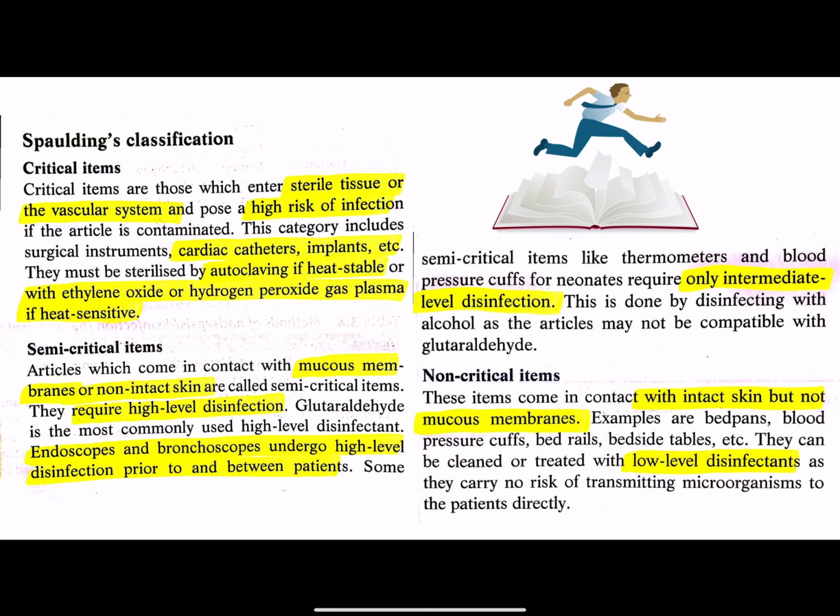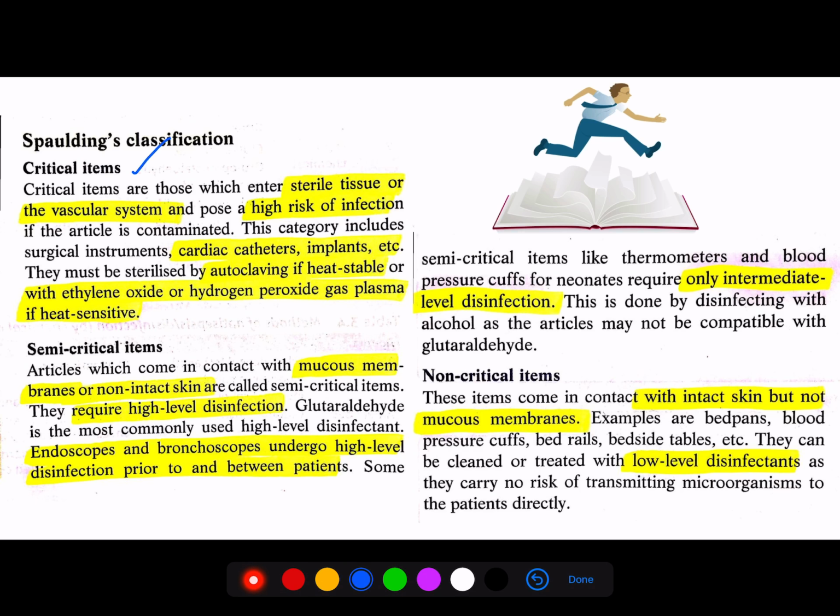So the first thing is about this particular classification in which the instruments are classified into the critical instruments, the semi-critical instruments, and the non-critical instruments. The critical instruments are the instruments which enter the sterile tissue or the vascular tissue, which is highly prone for risk, and the examples that you can make a note of are implants and everything. And the mode of sterilization is by autoclave if it is heat stable. If it is heat sensitive, then you have to go for ETO oxide or H2O2 plasma sterilizer.